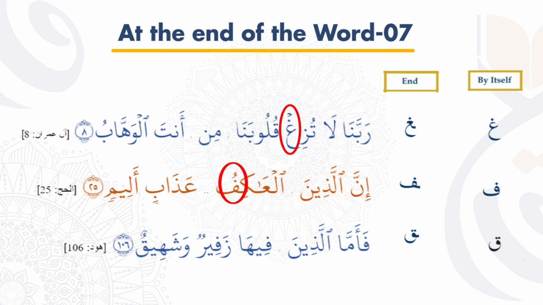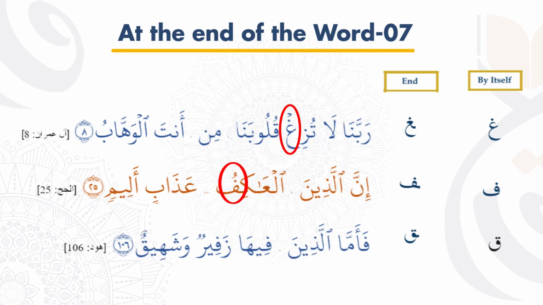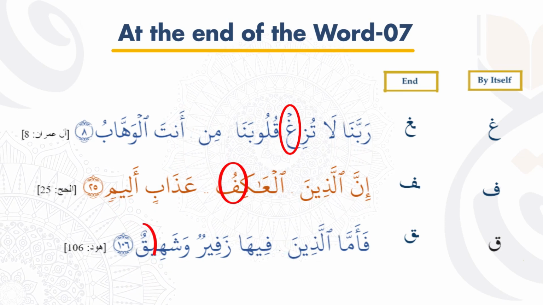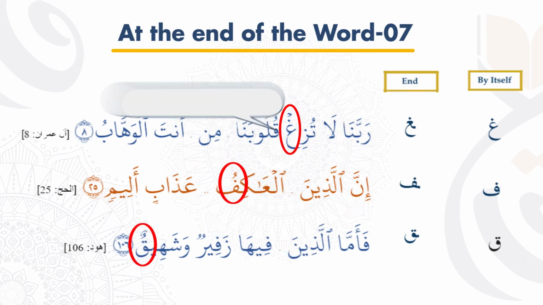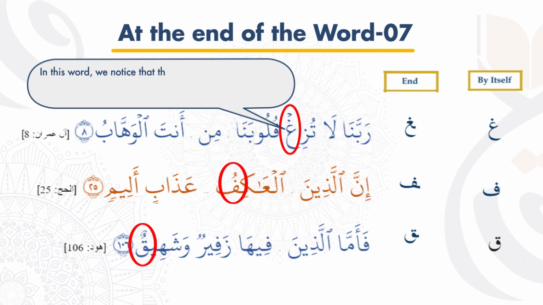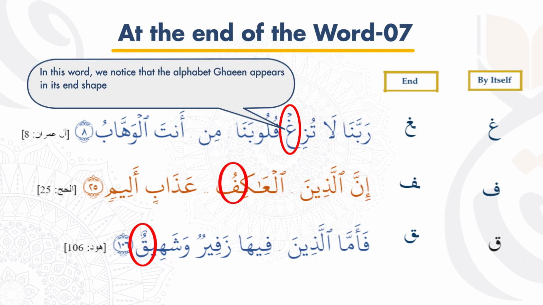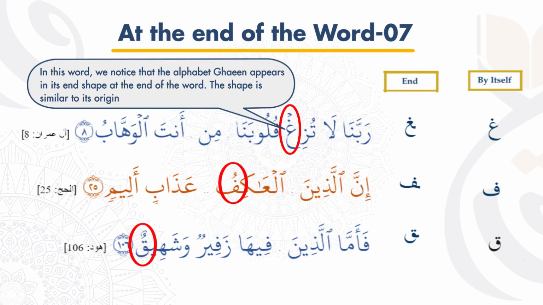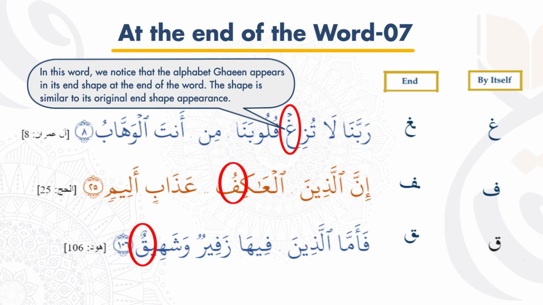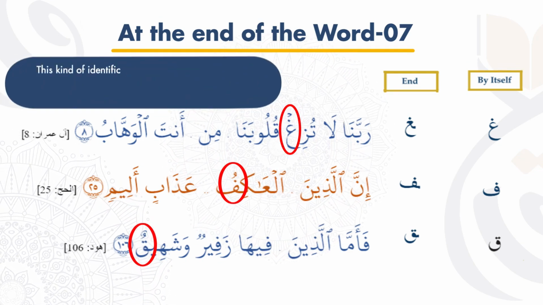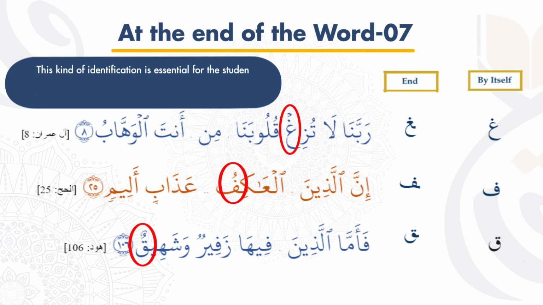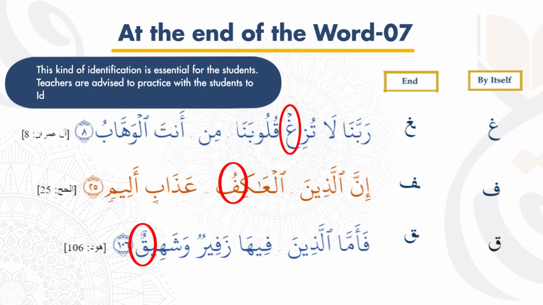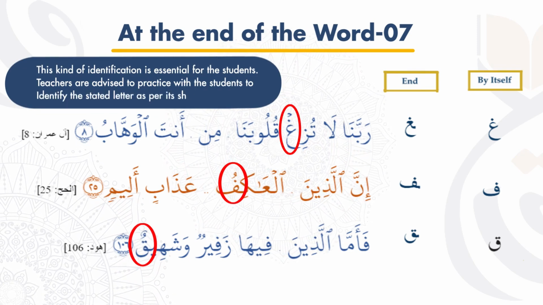Al-aakifu. The third word has been taken from chapter 11, verse 106. Washahiqu. In this word, we notice that the alphabet gain appears in its end shape at the end of the word. The shape is similar to its original end shape appearance. This kind of identification is essential for the students. Teachers are advised to practice with the students to identify the stated letter as per its shape.